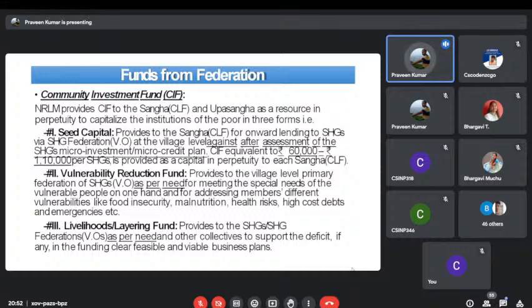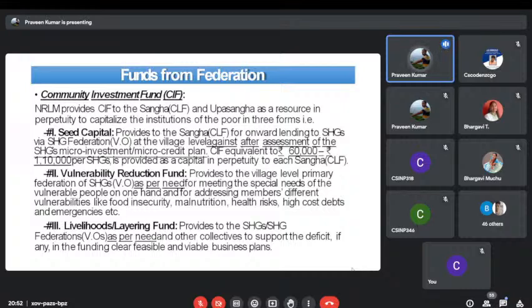But no need to read the entire slide. I'm telling you that the third is the livelihood. So, layering. There are SHGs and SHG federations, but we can support the deficit if anything. The third, which I have always said, is that livelihood funds are provided to SHGs or federations as per need and collective to support the deficit.